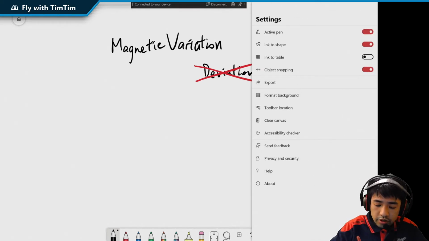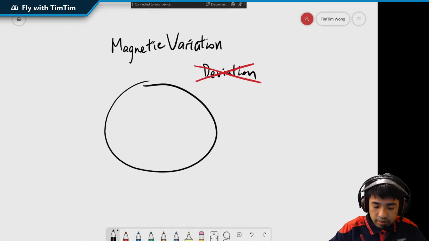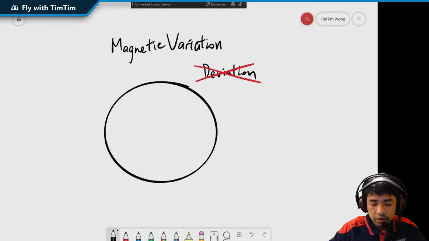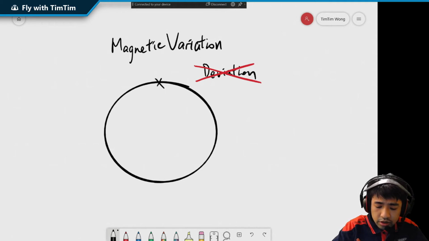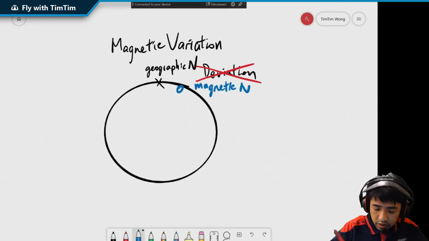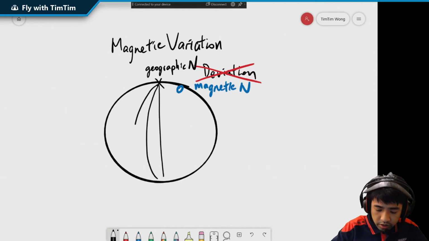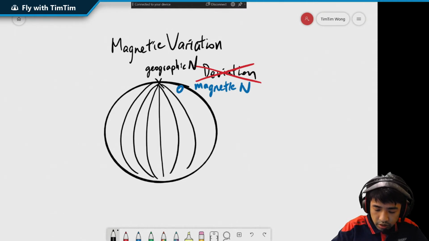So, let's begin with the Earth. The Earth is not a perfect sphere. It's an ugly potato. But for simplicity, we just assume it's an ellipsoid. So let's say here is the geographic north and here magnetic north. So what about that? We can draw some meridians for geographic and for magnetic.